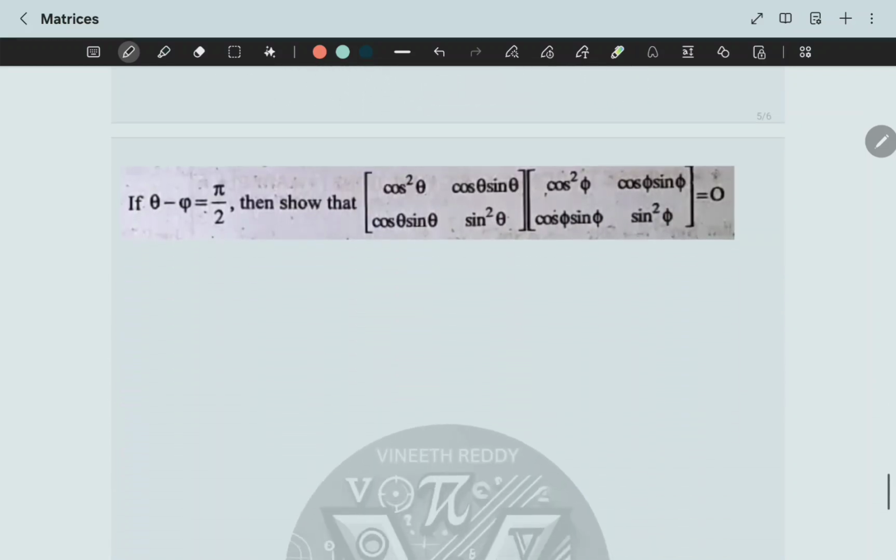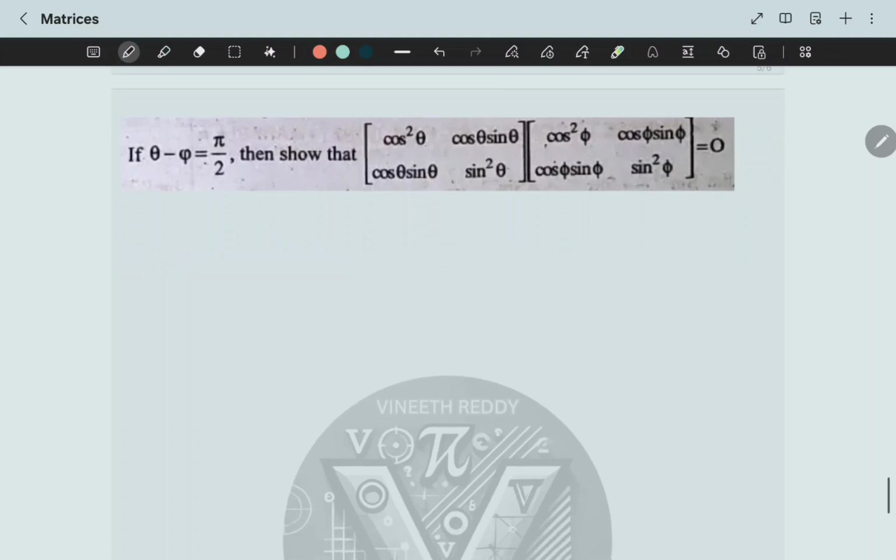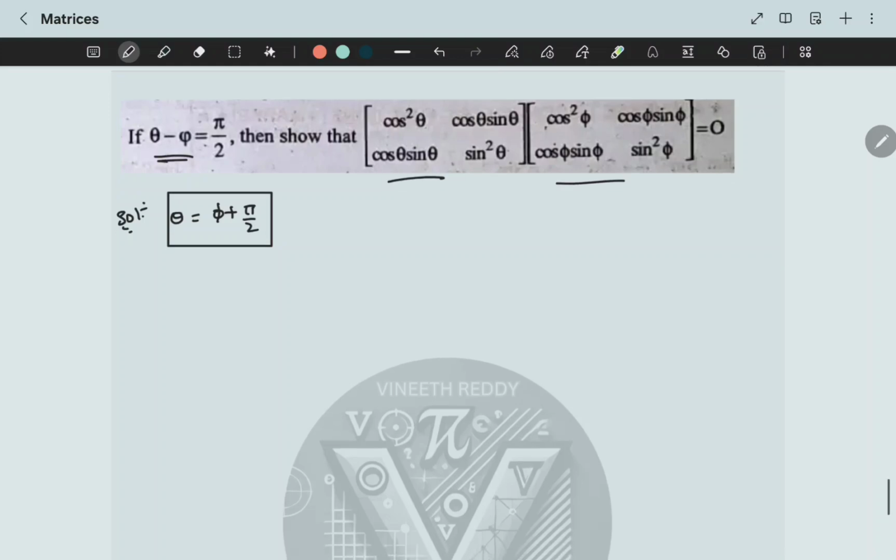Next question, ఇక్కడ ఏమి ఇచ్చాడంటే θ - φ = 90°. సో ఇక్కడ నుంచి మనం ఏం రాయొచ్చు? θ = φ + 90° అని రాయొచ్చు. అవసరమైతే మనం వాడుకుందాం. ఓకే, నెక్స్ట్ వీ నీడ్ టు షో దట్ ఒక మ్యాట్రిక్స్ ఇచ్చాడు, ఇంకో మ్యాట్రిక్స్ ఇచ్చాడు. ఈ రెండు మ్యాట్రిక్స్ మల్టిప్లికేషన్ వచ్చేసి నల్ మ్యాట్రిక్స్ అని చెప్తున్నాడు. సో మనం ఏం చేద్దామంటే ఎక్కడైతే θ ఉందో అక్కడ φ + π/2 రాద్దాం. అంటే cos θ వాల్యూ ఏమవుతుంది?